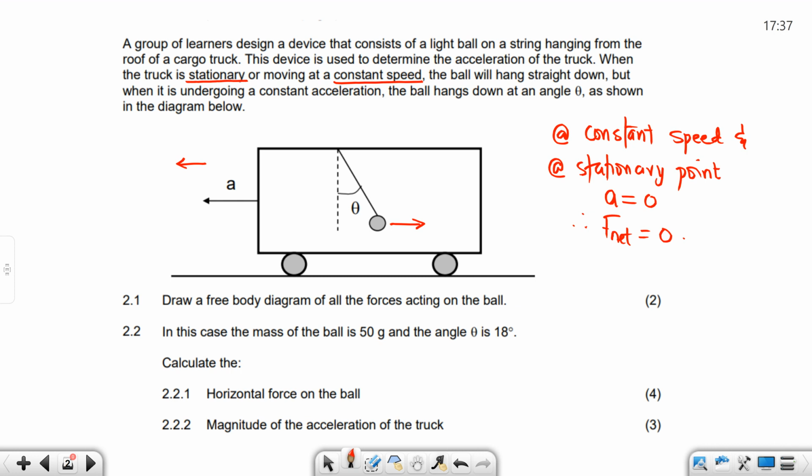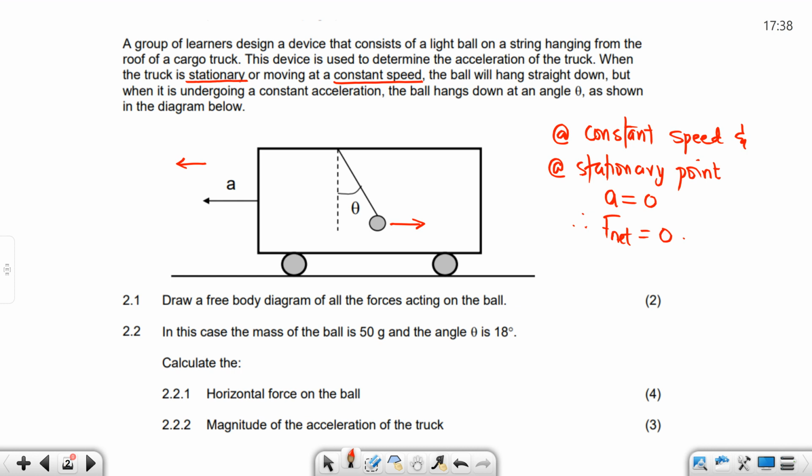Draw a free body diagram of all the forces acting on the ball. Quickly, everybody, 30 seconds. A free body diagram of all the forces acting. We should be done. How many forces are acting? Do you want to give me a list? Those of you at home, online, give me a list. What forces can you see here?